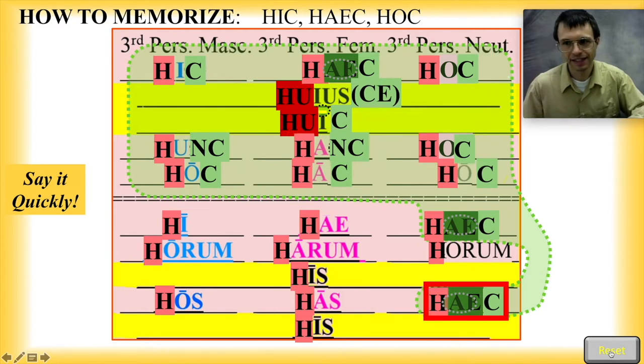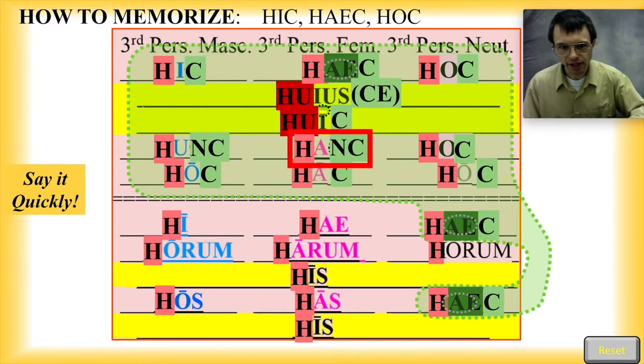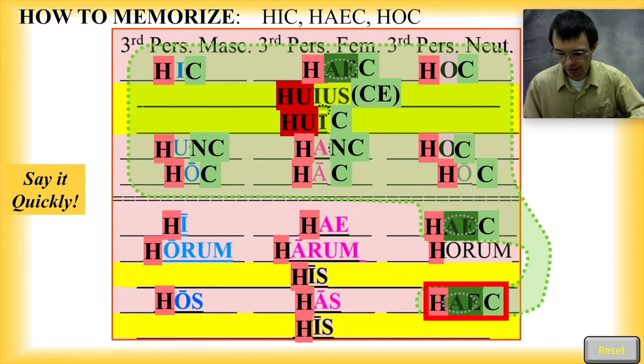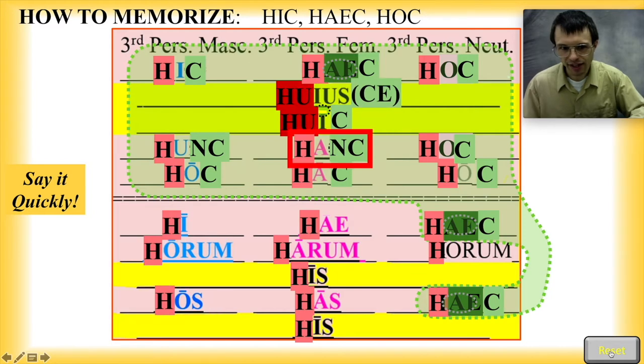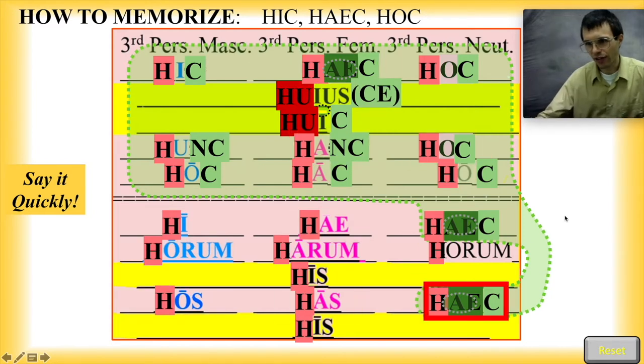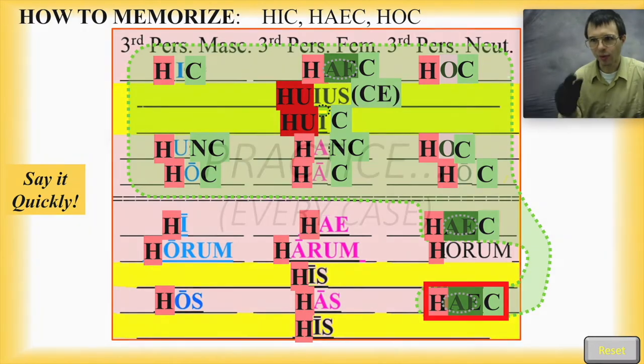Now you say it. Ready, go. And again. Ready, go. Of course, this is just like, remember, qui quem, qui quos, quae quam, quae quas, quod quod, quae quae.